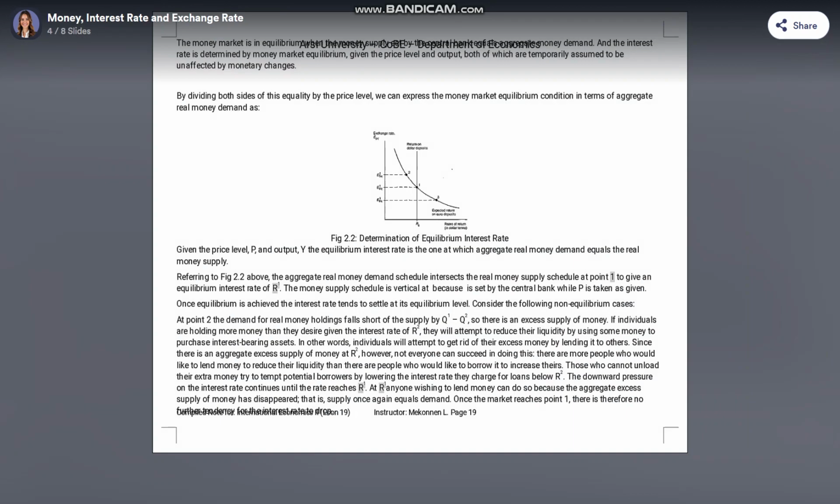The interest rate settles where the demand for real money balances equals the real money supply. If there's too much money around, people try to lend it out, pushing interest rates down. If money is scarce, people compete to hold it, driving interest rates up. This dynamic ensures the market moves toward equilibrium. So, the interest rate is really the price that balances how much money people want to hold with how much is available, given the price level and output in the economy.